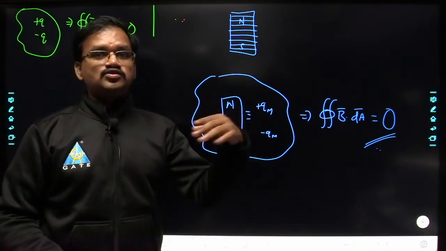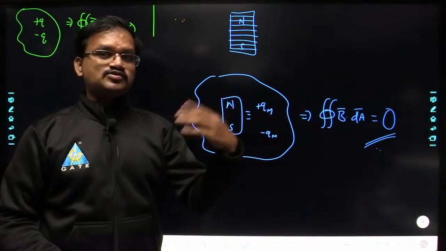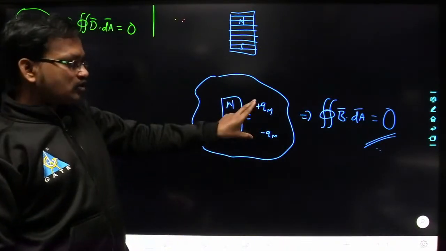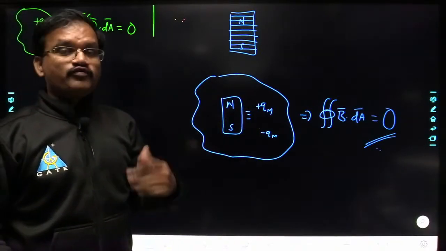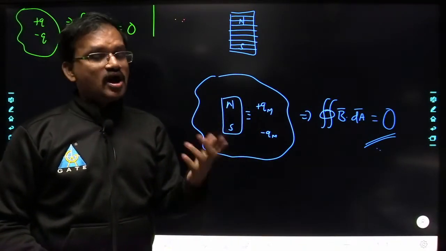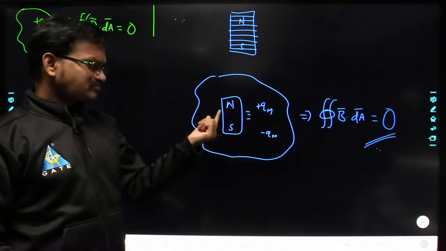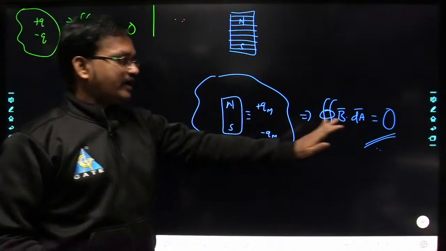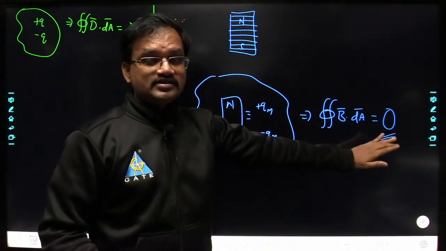So that means plus QM, we are not having plus QM freely and we are not having minus QM freely. Both will always exist together. So free magnetic charges do not exist, or I can say magnetic monopoles do not exist. So that's why we are getting this result.